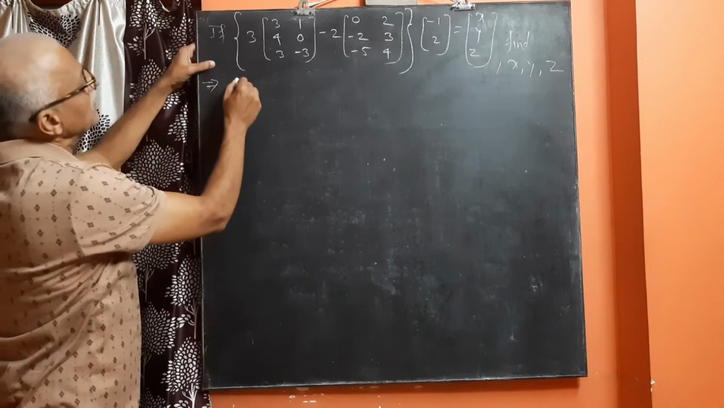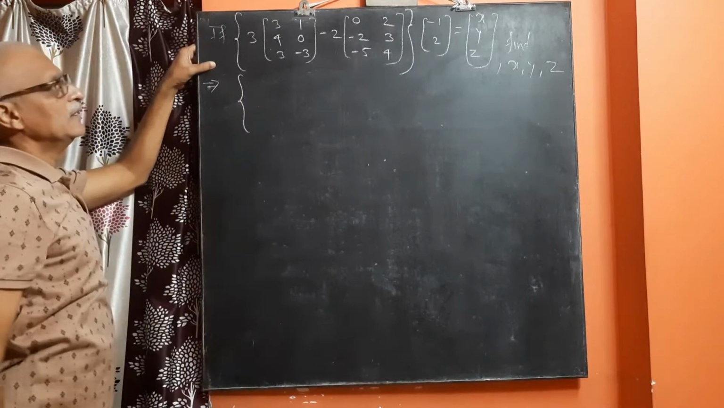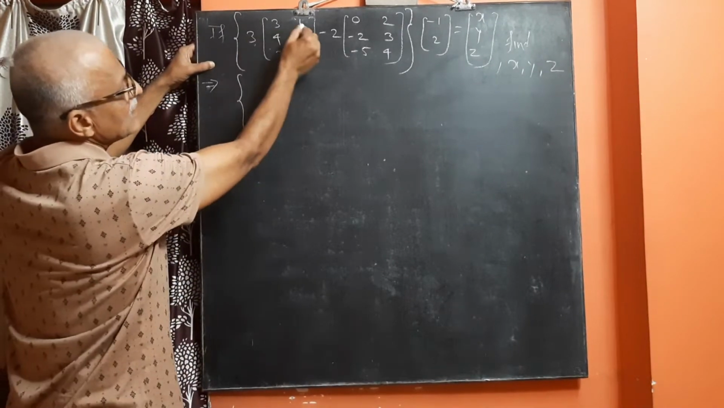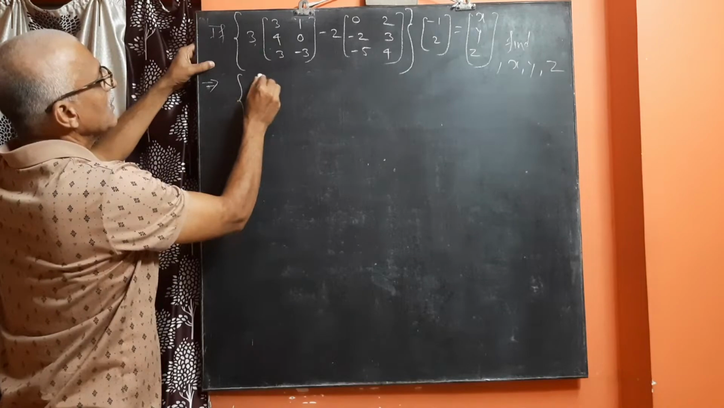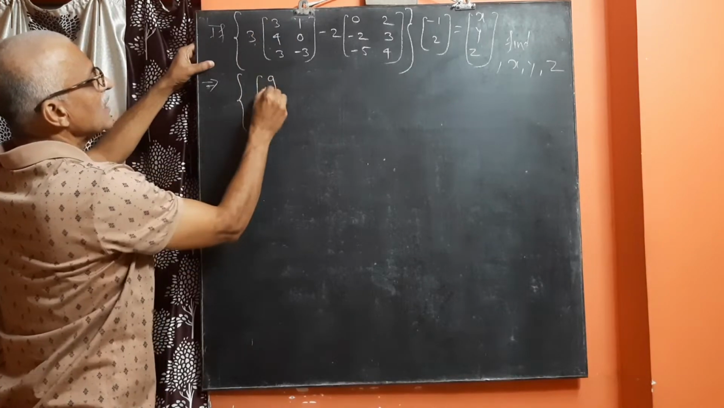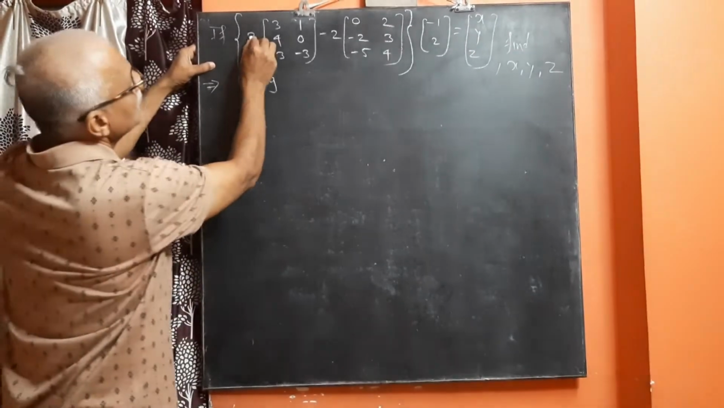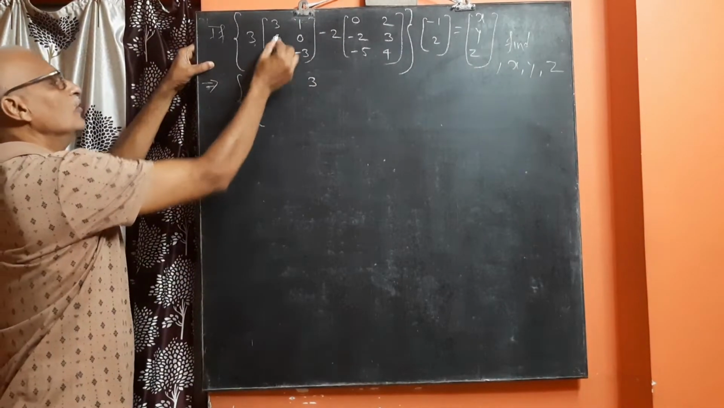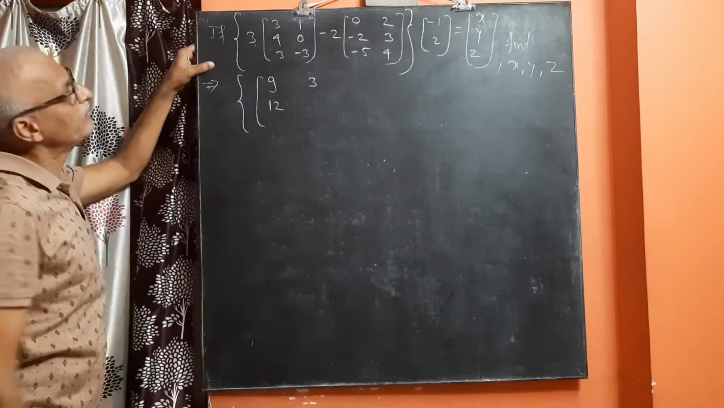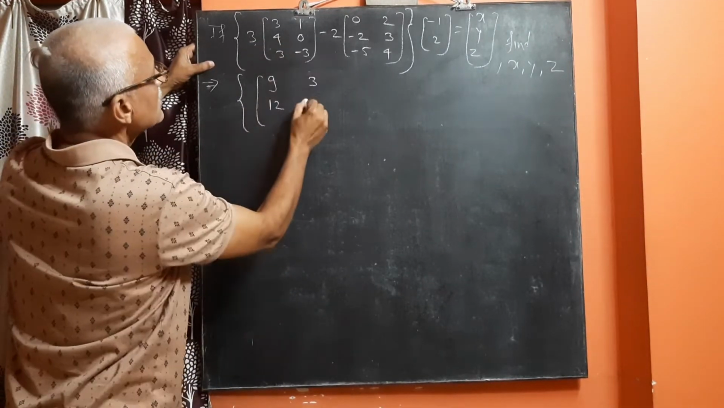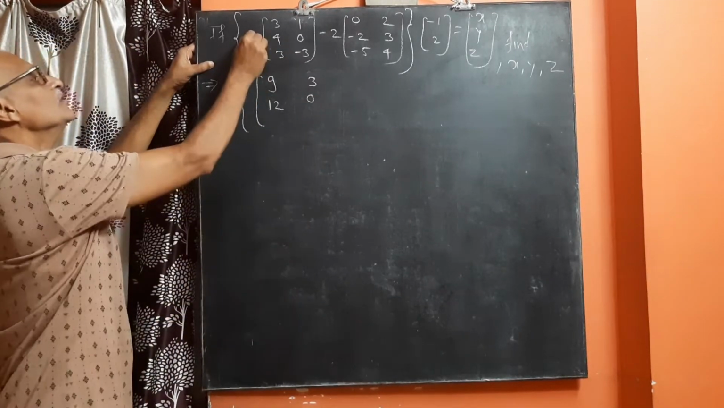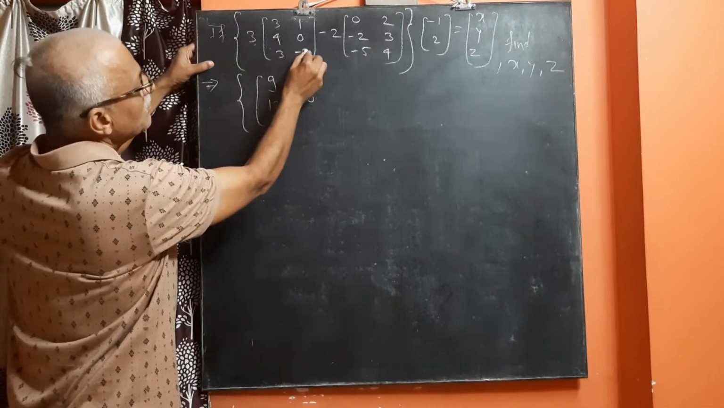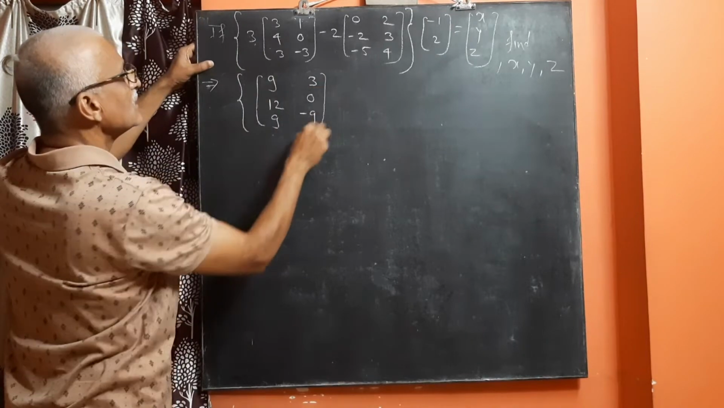So here, in the curve bracket, taking 3 inside of the matrix, we will get matrix of 3 into 3, that is 9. Then 3 into 1, that is 3. 3 into 4, which is equals to 12. 3 into 0, that is 0. 3 into 3, that is 9. And 3 into minus 3, that is equals to minus 9.